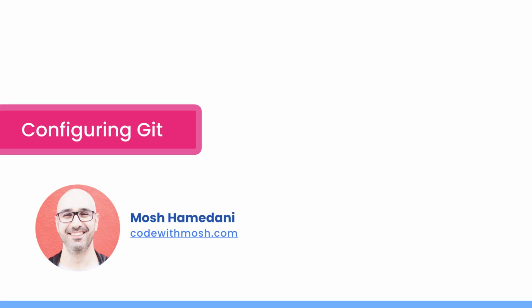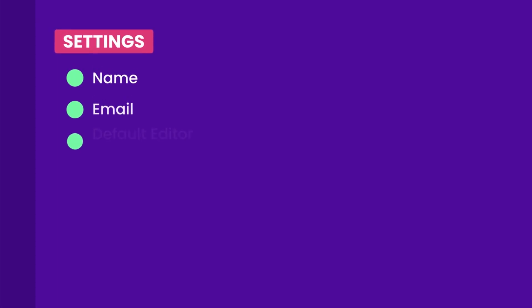The first time we use Git, we have to specify a few configuration settings. We have to specify our name, email, default editor, and how Git should handle line endings. We can specify these configuration settings at 3 different levels.